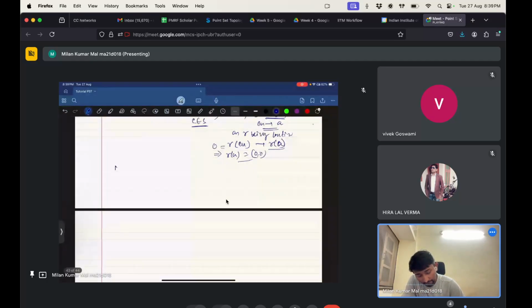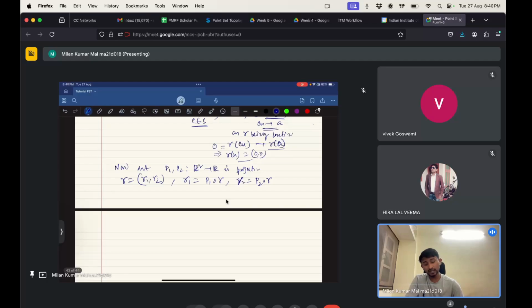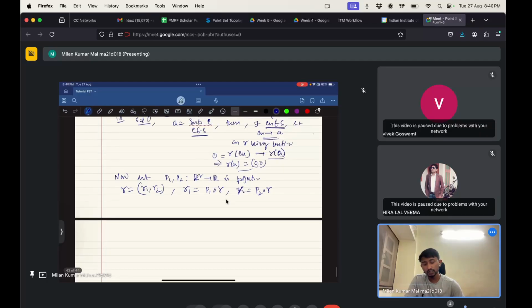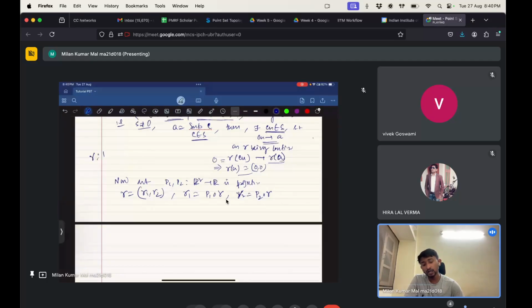Now let P1 and P2 be the projections from R square to R. Then gamma is (gamma 1, gamma 2), where gamma 1 is P1 composed with gamma, and gamma 2 is P2 composed with gamma. Basically gamma is a function from [0,1] to X, where X is in R square, so gamma of any element gives two coordinates, gamma 1 and gamma 2. This is what I wrote a few minutes ago.